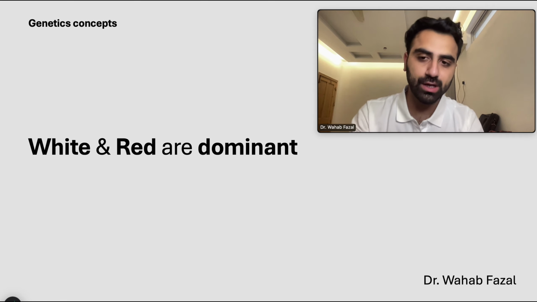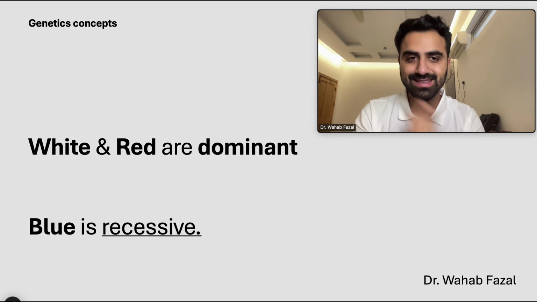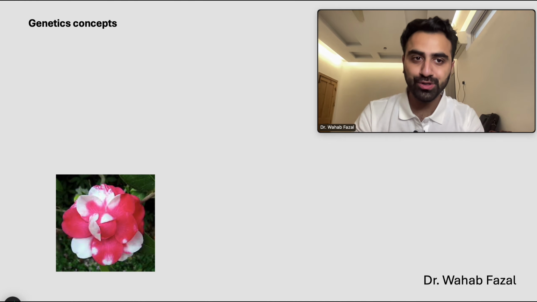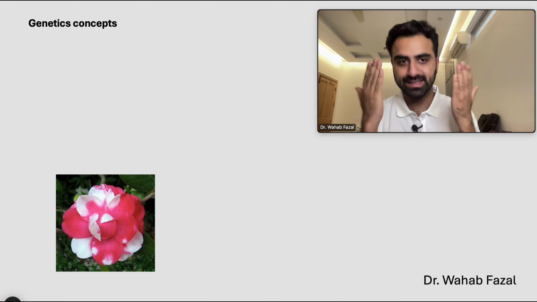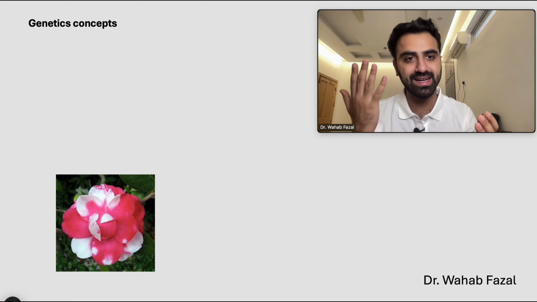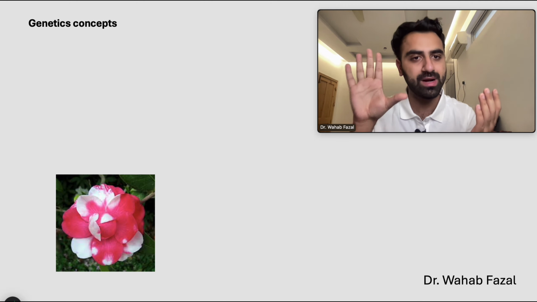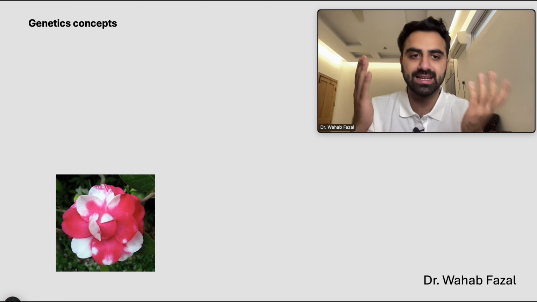So let's say, for the sake of example, white and red are dominant and blue is recessive. Then we talk about the concept of codominance. We know that when one thing is dominant and the other is recessive, the dominant thing will take over. For example, if white is dominant and blue is recessive, then the flower definitely will be white, right? And the blue will not express itself because that's recessive.